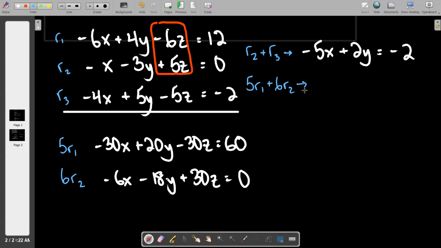So when we add our manipulated rows down below together, how many X's do we get? We get negative 36 of them. Very good. Negative 36 X's. How many Y's do we get? Nice. And what is our constant term going to be?